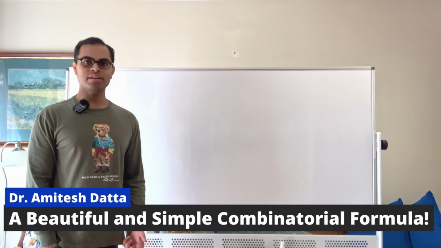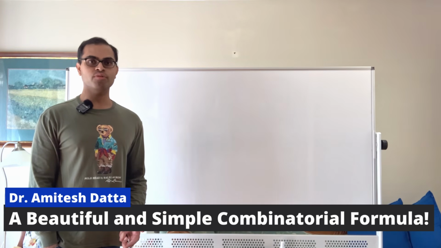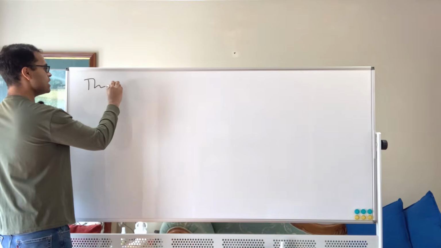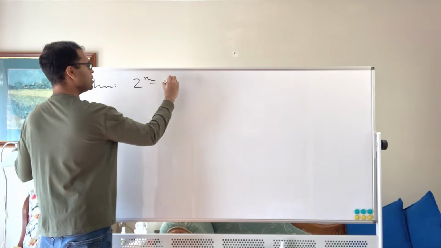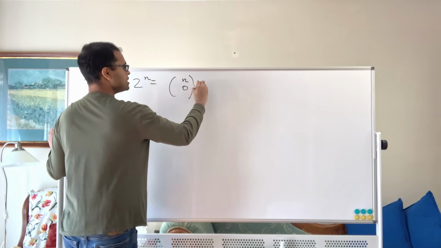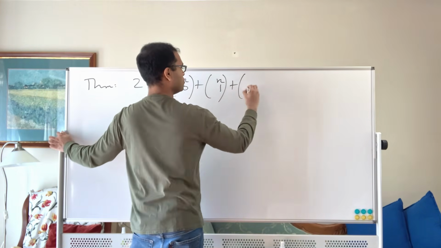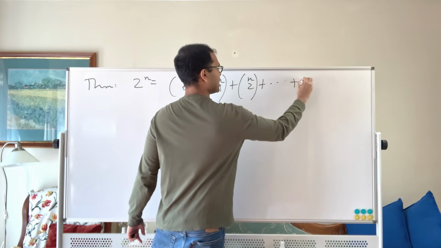Hi everyone, my name is Amitesh and in this video we're going to prove the following beautiful theorem. It says that 2 to the n is equal to n choose 0 plus n choose 1 plus n choose 2 plus ... plus n choose n.